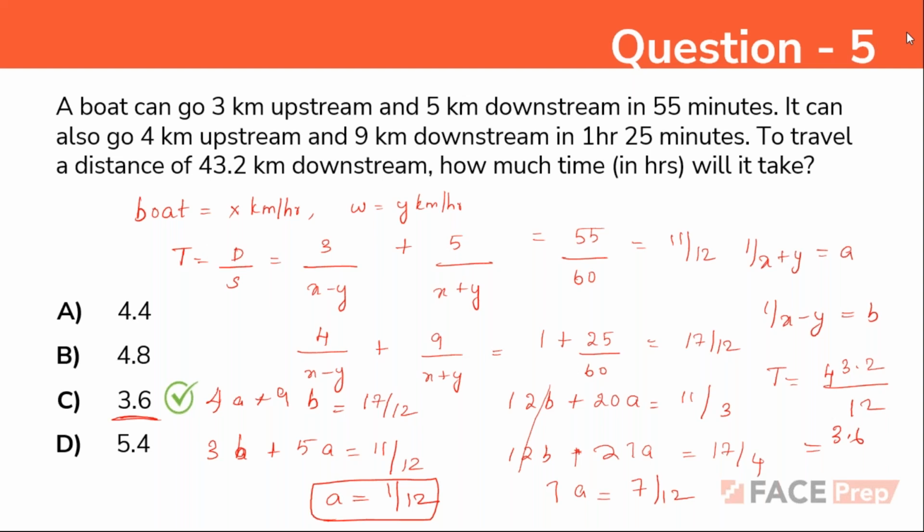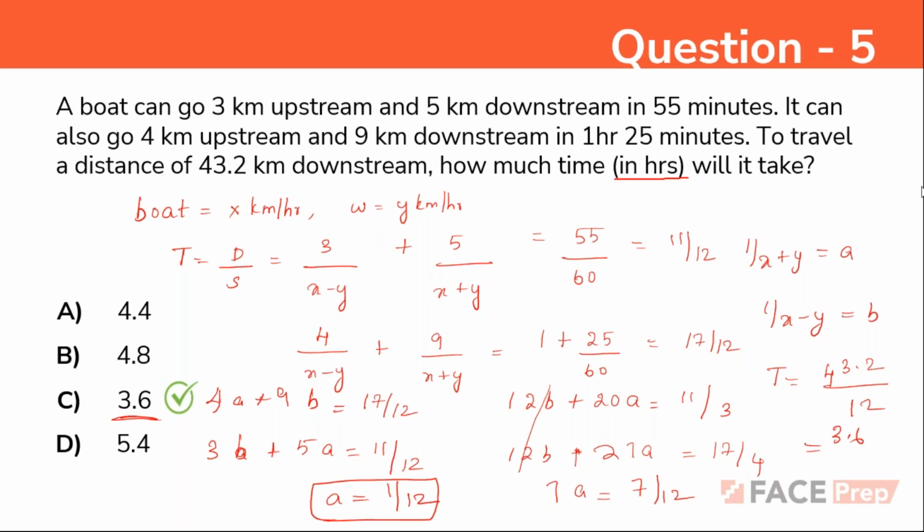So the formula to find the time is distance by speed. So distance is 3 kilometer, whereas the speed is x minus y. Why? Because it is upstream. Similarly for downstream, x plus y. 55 by 60, I need to calculate the time in hours. So I am converting this 55 minutes into hours. That is 11 by 12.